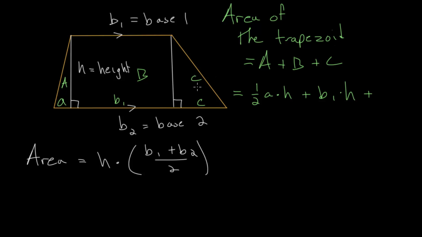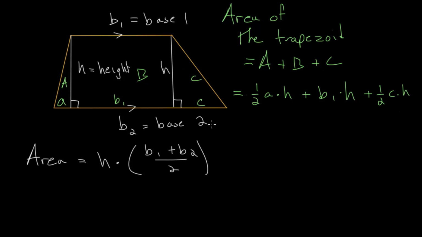And then the area of this other triangle here, this C triangle, we take half the base, which we called C, and multiply it by the height, which is still h. So this would also have height h because this is a rectangle, so opposite sides are equal.